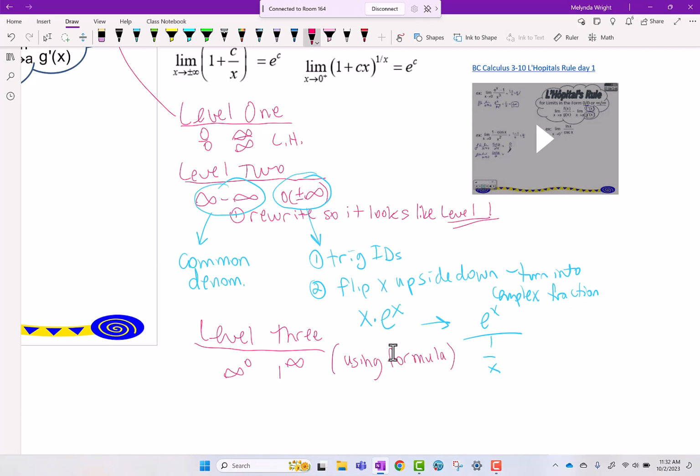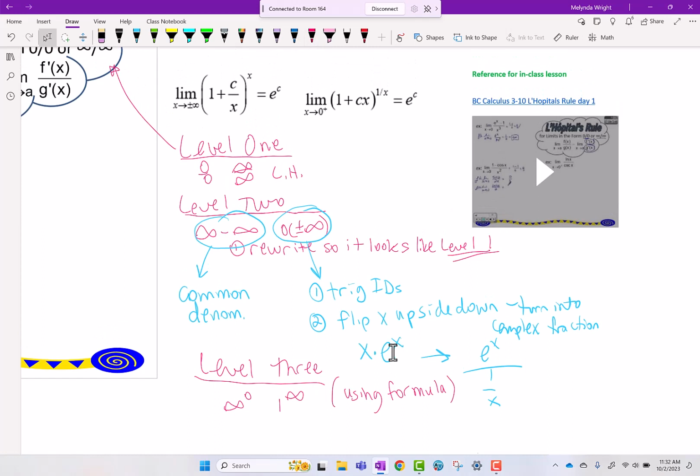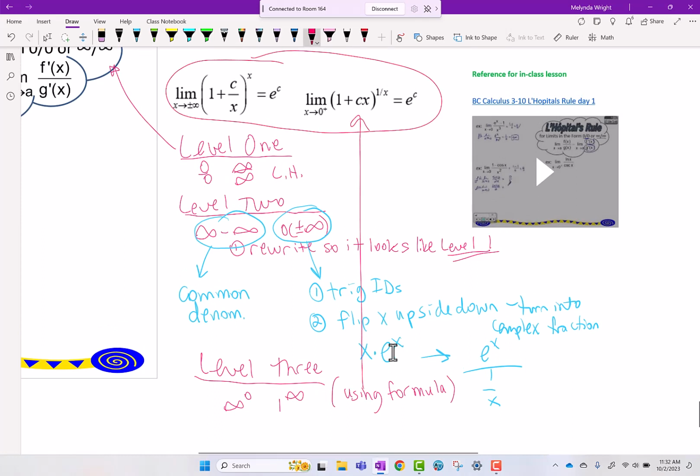And the formula that we're going to use is actually on your formula chart. I put them up here. These are the formulas that we would use on a level 3. And I'm going to explain how those formulas work.